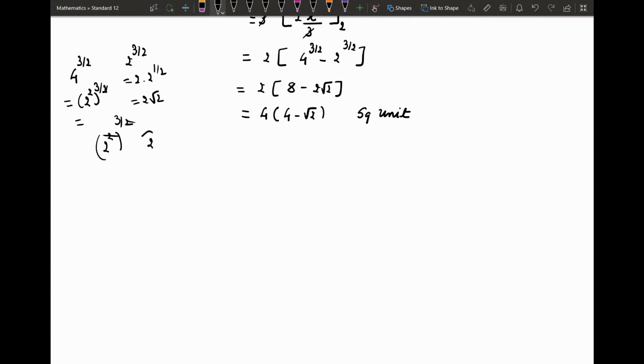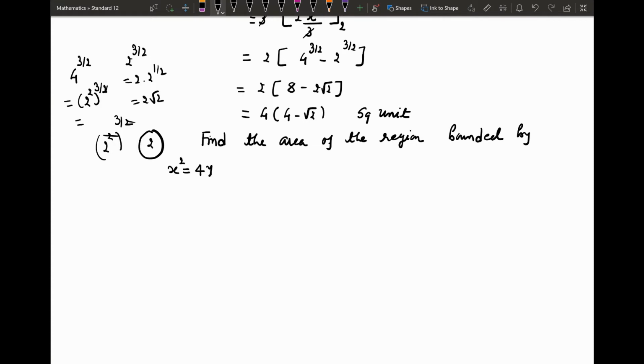Second example, find the area of the region bounded by x square equal to 4y, y equal to 2, y equal to 4, and the y-axis in the first quadrant. Solution.